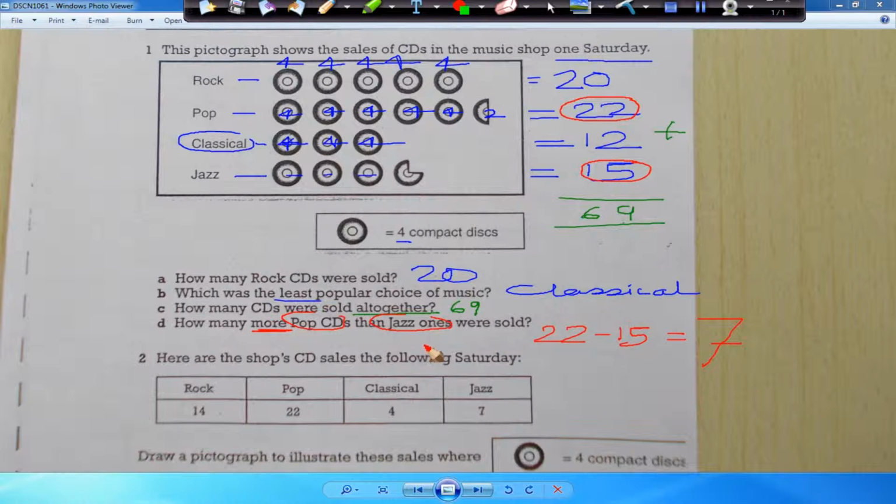Right. We've done question number 1. Are we happy with question number 1? Right. We need to move on to question number 2. Question number 2 is going to require us to make our own pictogram. So let's move on.